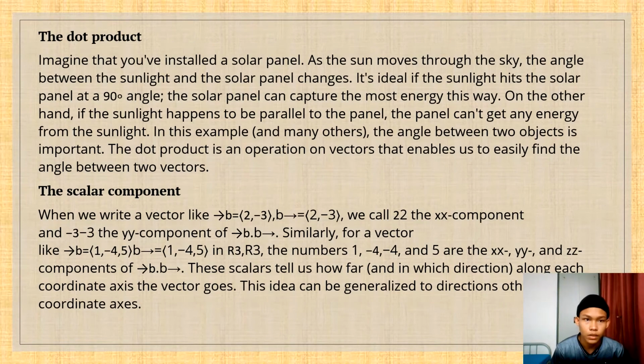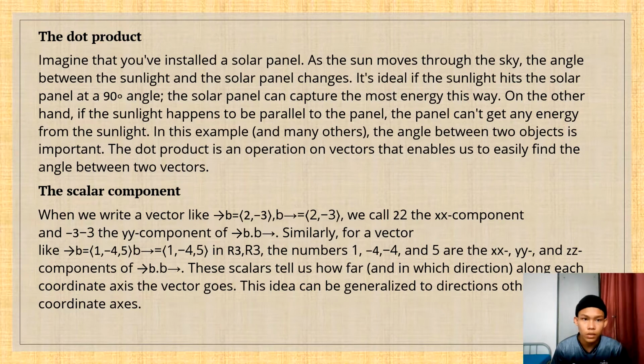The dot product. Imagine that you have installed a solar panel. As the sun moves through the sky, the angle between the sunlight and the solar panel changes. It's ideal if the sunlight hits the solar panel at a 90-degree angle. The solar panel can capture the most energy this way.